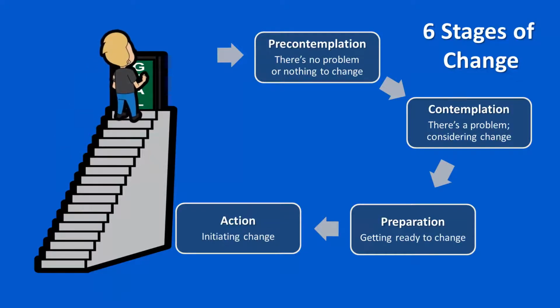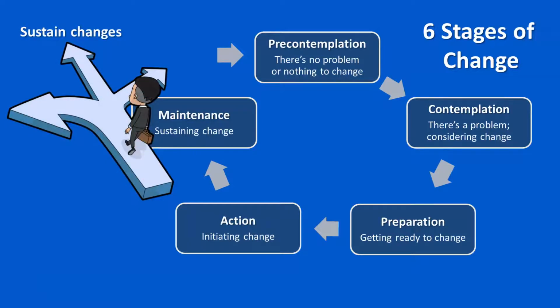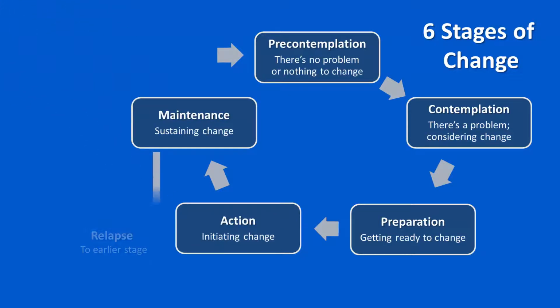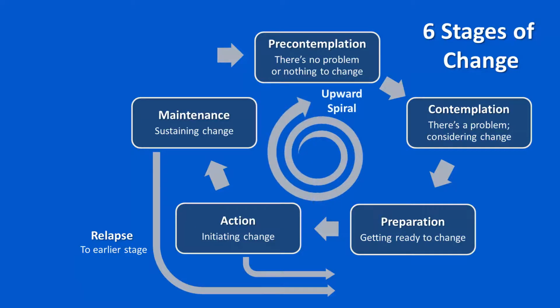And if our actions are successful and we make some changes, then we move on from the action stage into the maintenance stage, where we work on sustaining the changes we've already made. And then there's relapse, which isn't technically a stage, but a regression to an earlier stage. And relapse is seen as an upward spiral, meaning we learn from each relapse, making it more likely our future attempts to change will be successful.